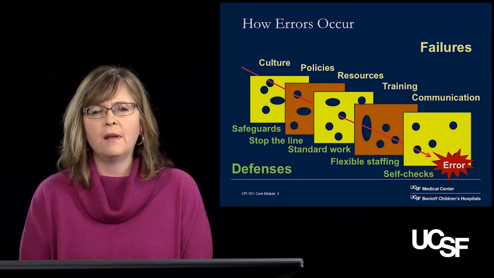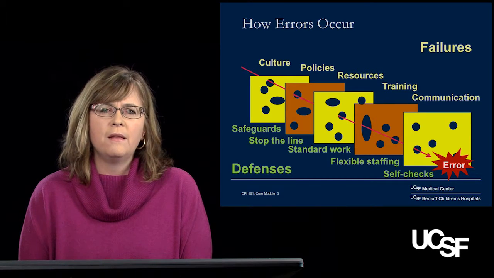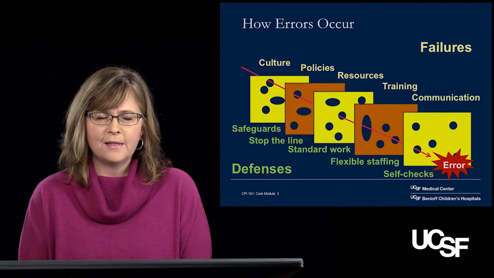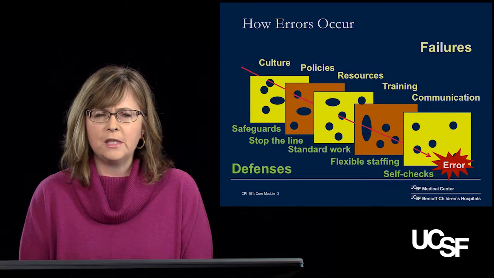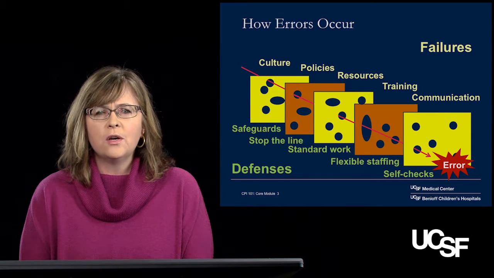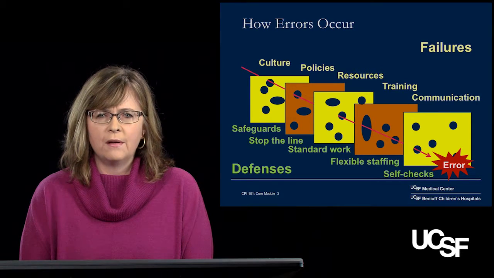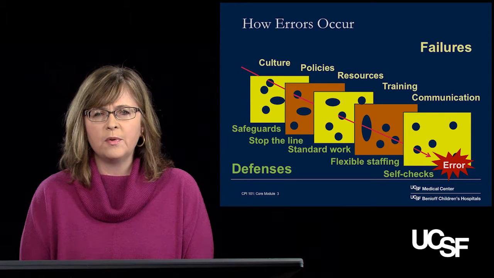So the important thing I think we need to remember from this Swiss cheese model of accident causation, which was developed by James Reason, is that we don't know what all the defects are in our system, and we can't always predict how things are going to go wrong.